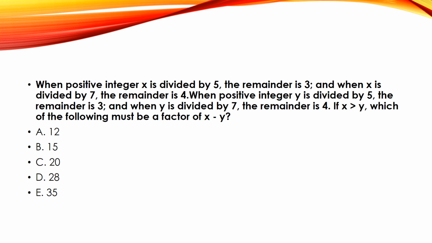When positive integer x is divided by 5, the remainder is 3. And when x is divided by 7, the remainder is 4. When positive integer y is divided by 5, the remainder is 3. And when y is divided by 7, the remainder is 4. If x is greater than y, which of the following must be a factor of x minus y?